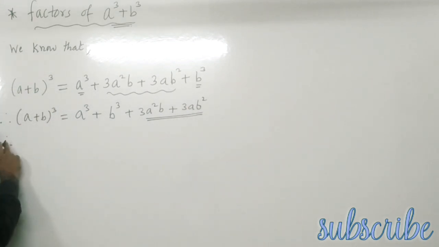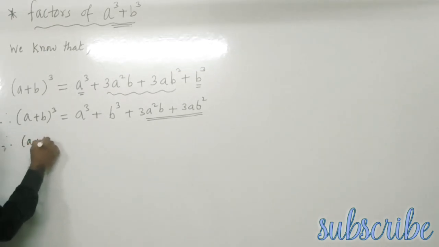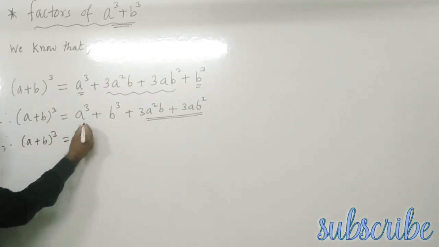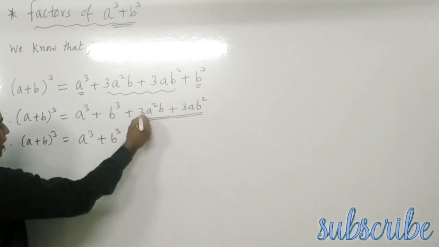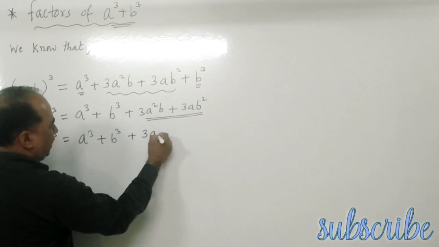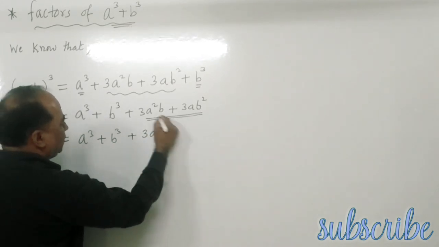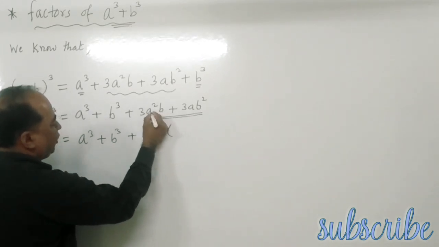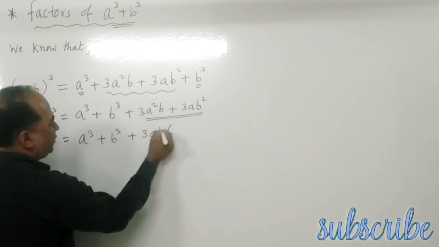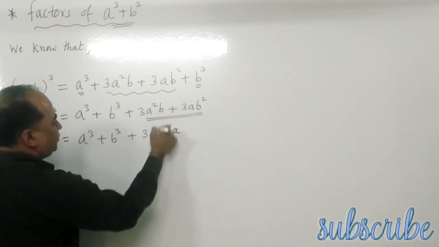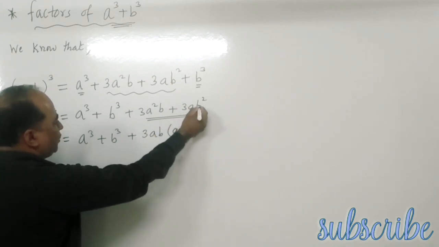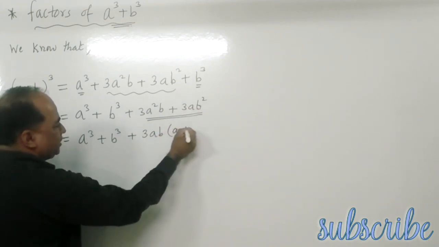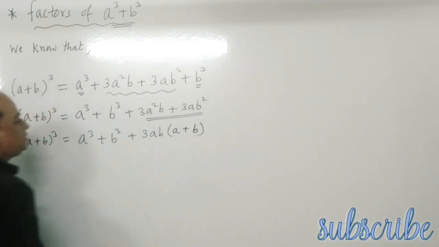Now we see in these two terms 3ab is common, and one a and one b remain. So take common 3ab. So (a plus b) cube is equal to a cube plus b cube plus 3ab, in the bracket a plus b remains inside.